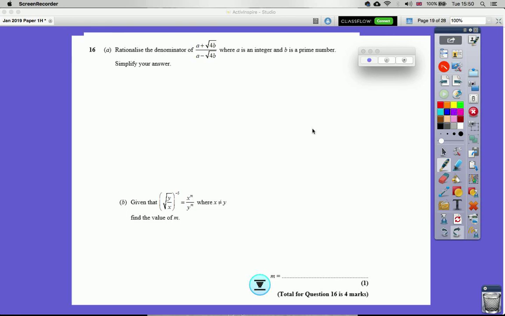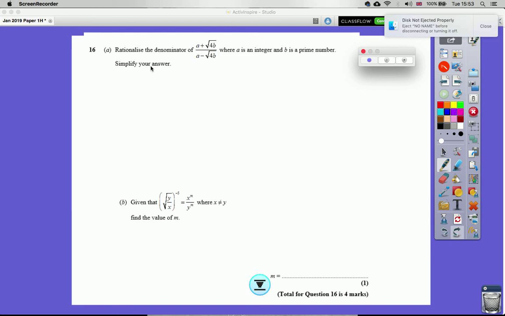Okay, so we are at the last segment of this test paper where we will be working with the solutions of question number 16 to question number 21. Okay, so the first question is saying rationalizing the denominator of a plus square root of 4b over a minus square root of 4b, where a is an integer and b is a prime number.